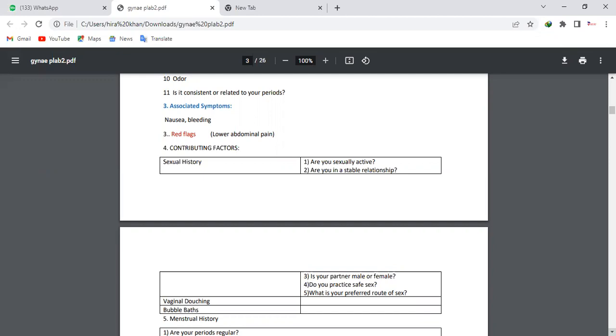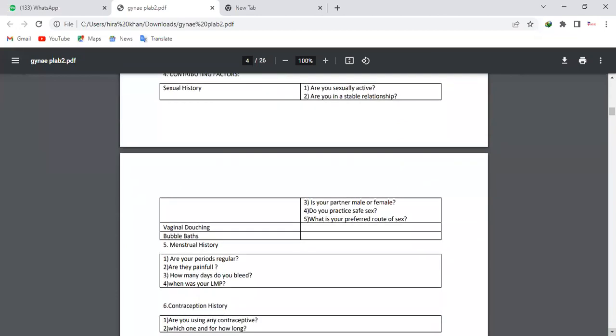She might say, what do you mean by safe sex? So to be on the safe side, and to save your time, ask in one line, do you practice safe sex? By that I mean, do you use condoms? And also ask, what is your preferred route of sex? One more thing here is very important. If her partner is female, you have to ask, do you use toys? And when you use toys, do you also use a condom? That is an important question if the partner is female, otherwise not.